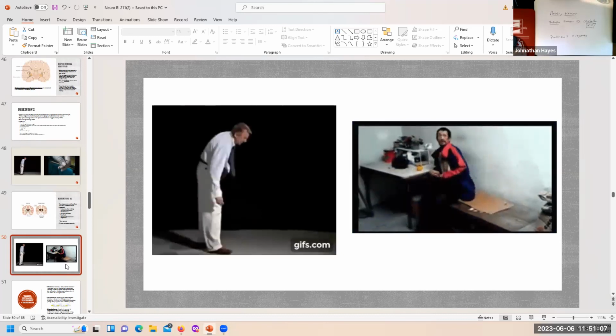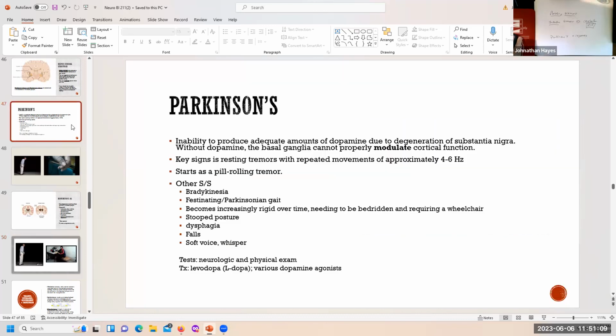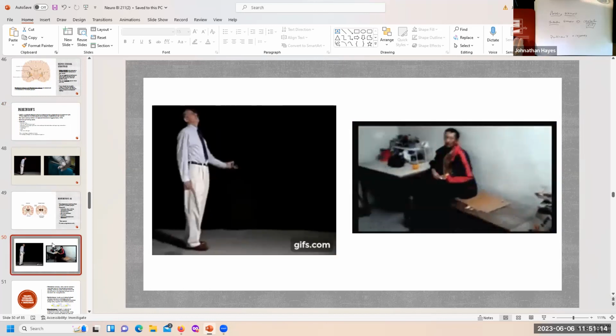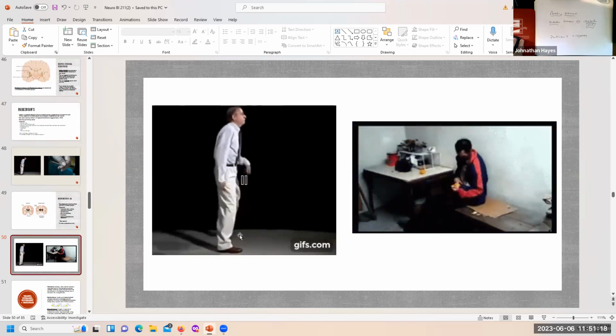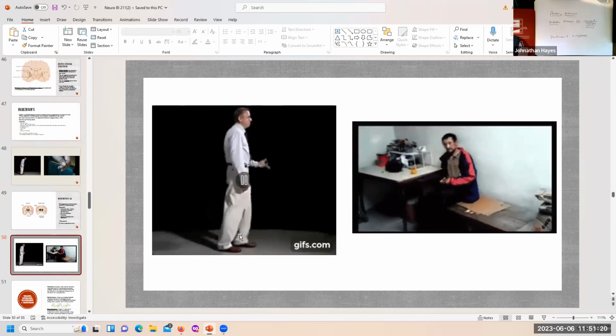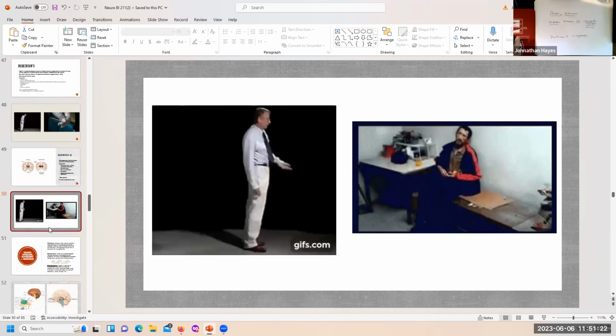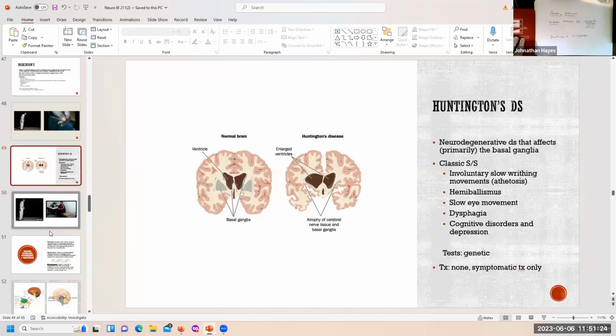So sometimes you might have a patient with Parkinson's, but when they're being treated with the levodopa, they end up looking like they have chorea. So they end up writhing a lot. But again, this is what it would look like untreated. But again, basal ganglia disorders.